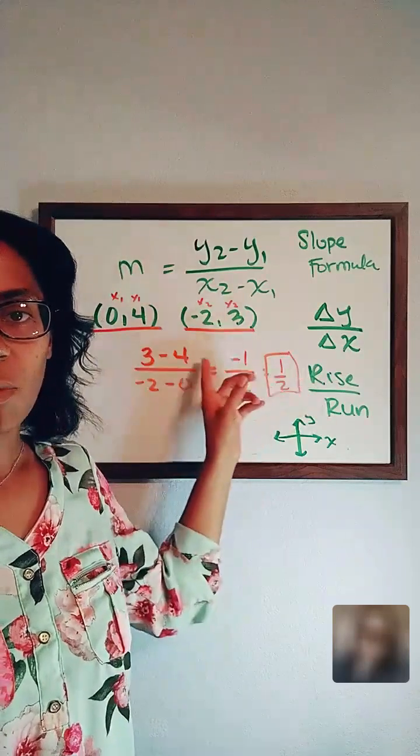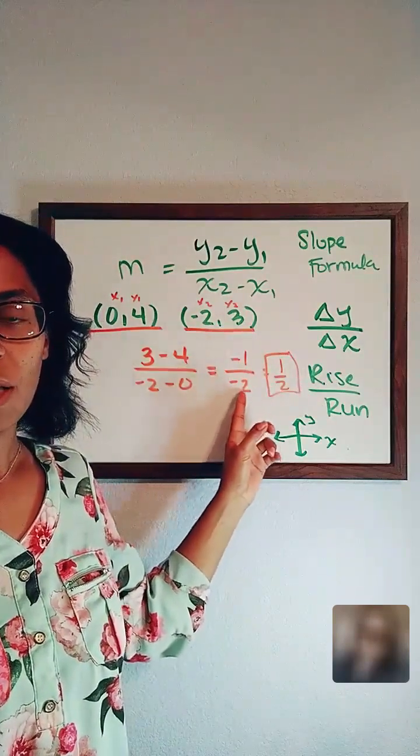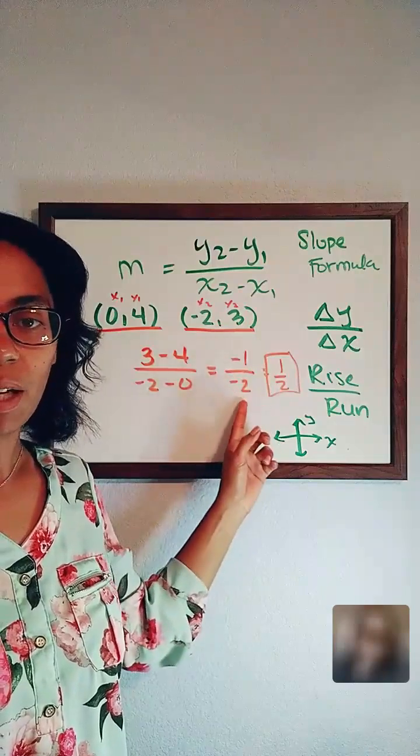Because there was a negative at the top and a negative at the bottom, and so they cancel each other out. You can't have a double negative. You're welcome. Oh, yay.